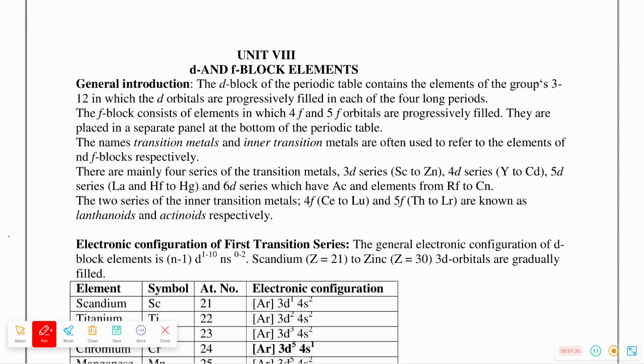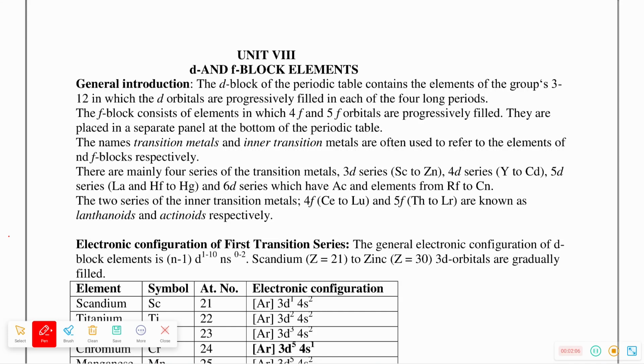You know that D can accommodate a maximum of 10 electrons. How many electrons? 10 electrons. D1 to D10. Clear? Okay. So you know that D1 is scandium. Here it is 3D series elements. So when we are taking 3D series elements, scandium to zinc belongs to 3D series, and it is transition elements.